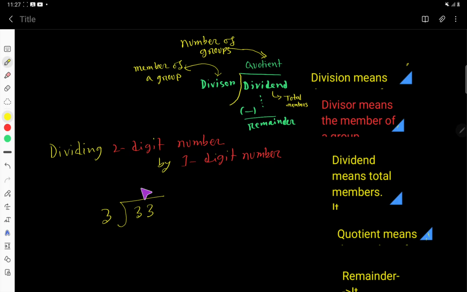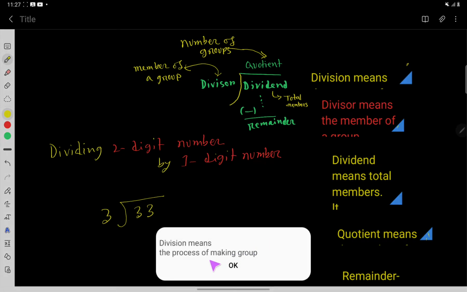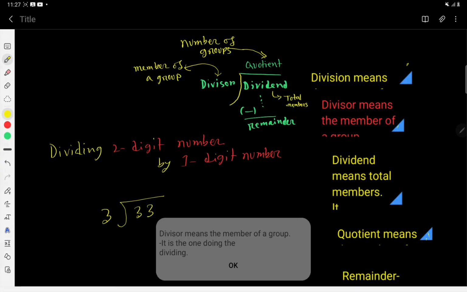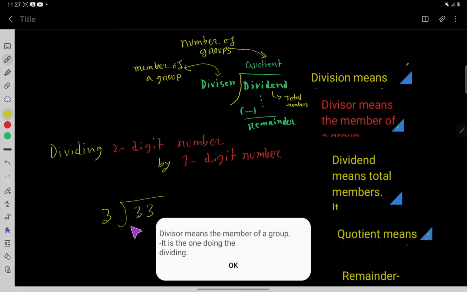Here we'll write the quotient, that is, how many groups you can form taking 3 at a time. You have 33 friends and you have to make groups, and the members of each group will be 3. So this is the division. So what is division? Look, division means the process of making groups. So what is the divisor? Here, 3.